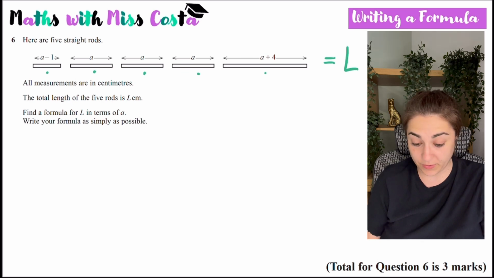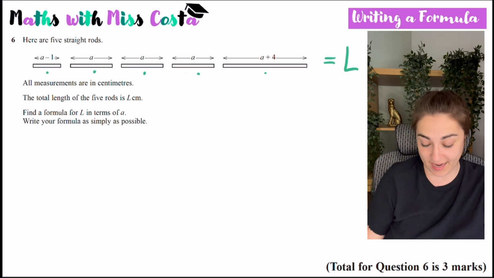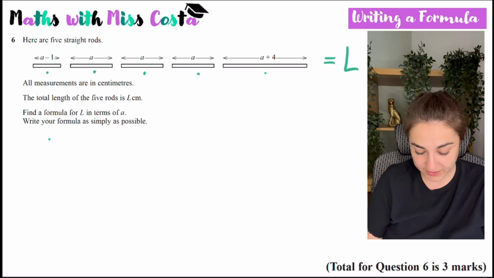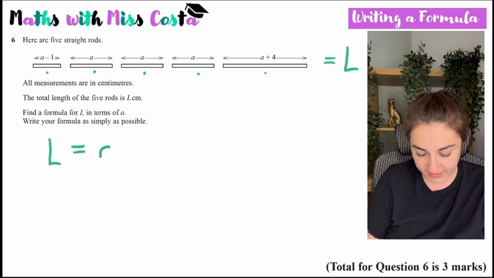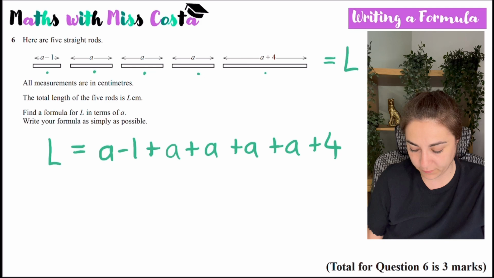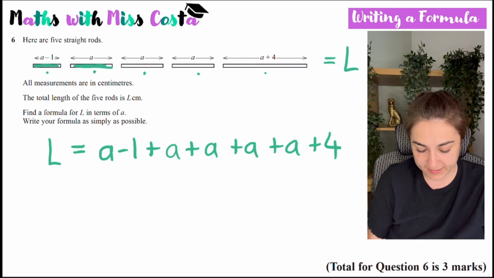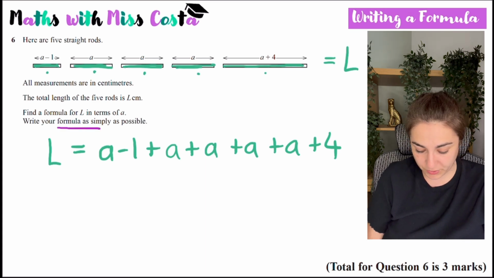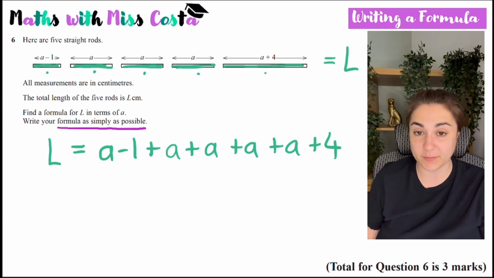Okay, so all of these rods added together equal L. So let's just write that first. L must equal A take 1 plus A plus A plus A plus A plus 4, because all of these rods need to be accounted for. So now that I've accounted for them, this is the long formula. And now I want to write my formula as simply as possible.